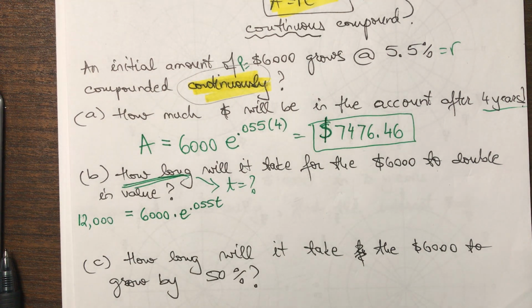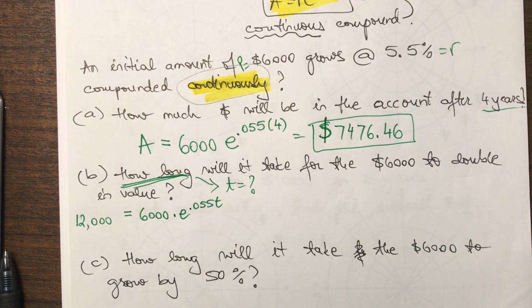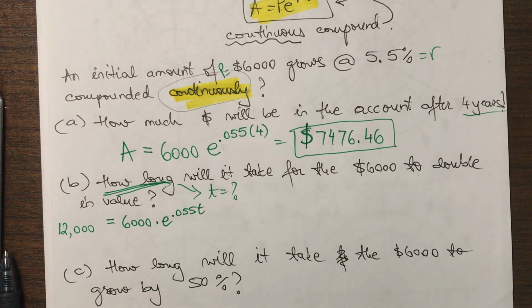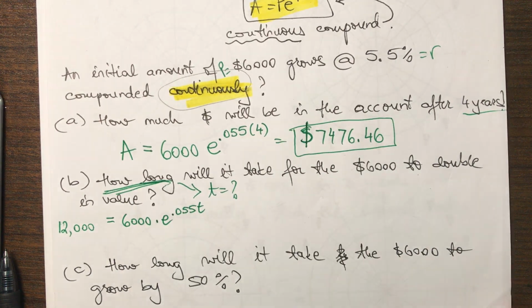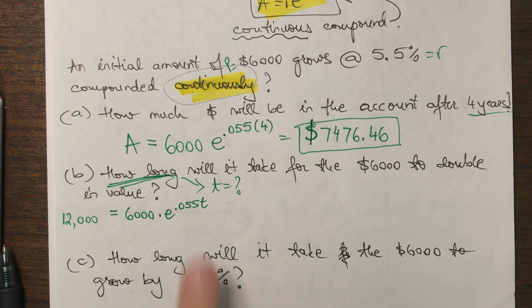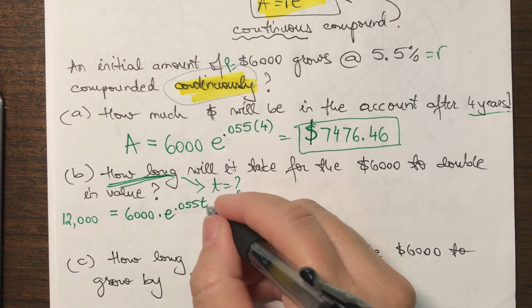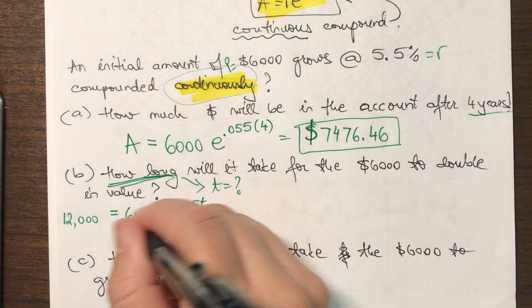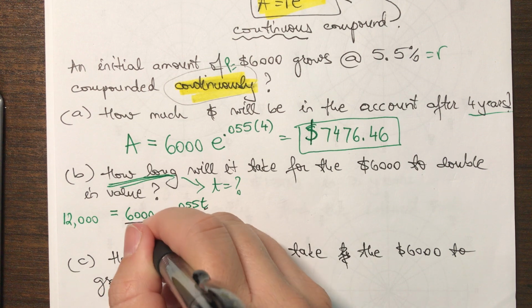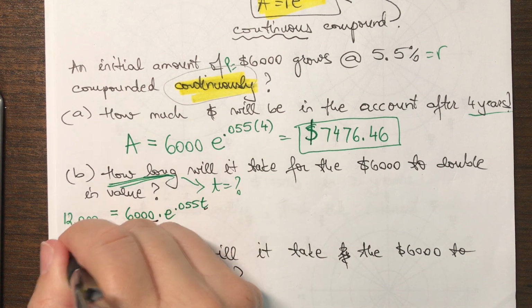All right? So this is the equation we need to solve. So we want to double the 6,000. Great, make it into 12,000. Okay. So how am I going to solve this equation for the time? I'm going to start right here. First things first, divide by 6,000.